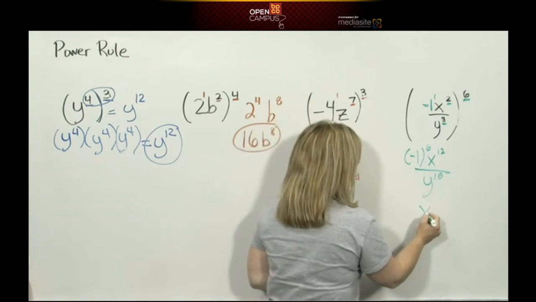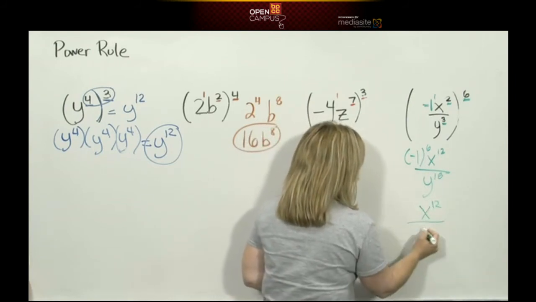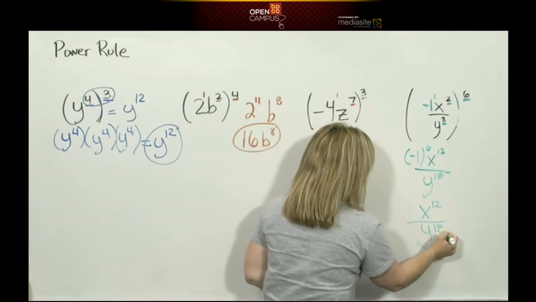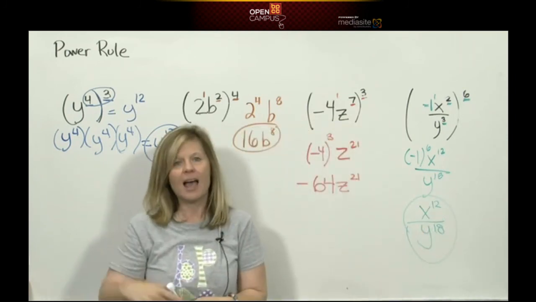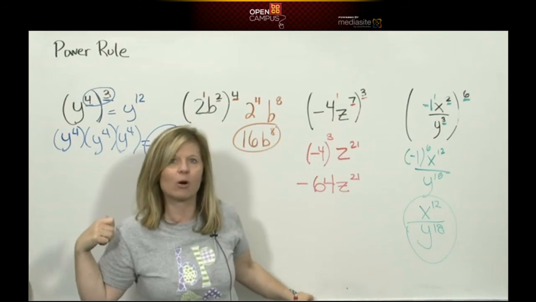So this final answer is x to the 12th over y to the 18th. And that is that expression simplified. And that is how we use the power rule to save time.